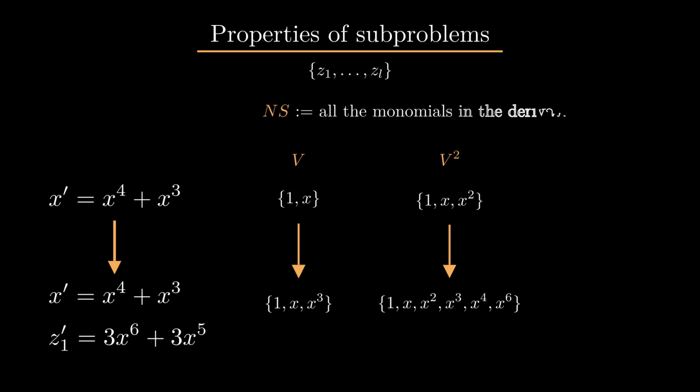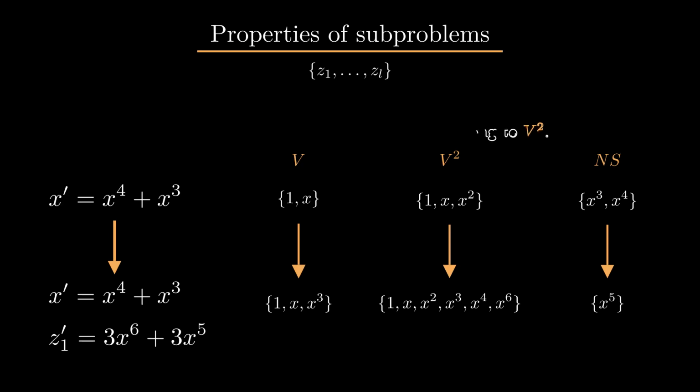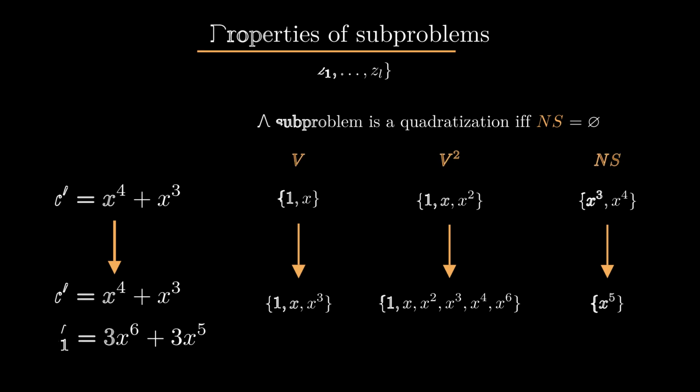And the final property is a set of non-squares, ns. It consists of all the monomials in the derivative of V that are not in V squared. In our example, it's all the monomials from the first subproblem and only x to the fifth from the second one. It's important to note that the subproblem is a quadratization if non-squares is an empty set. As we can see, the second subproblem is not a quadratization.